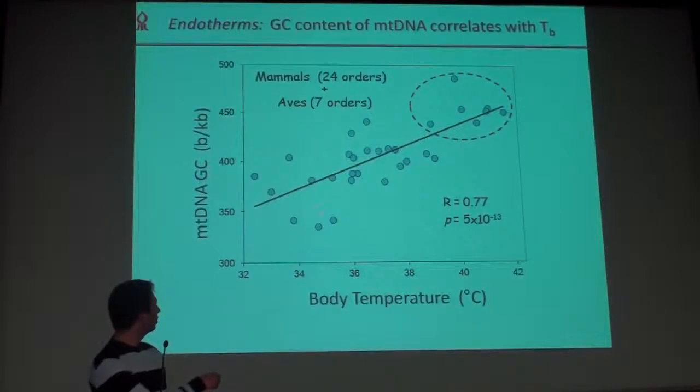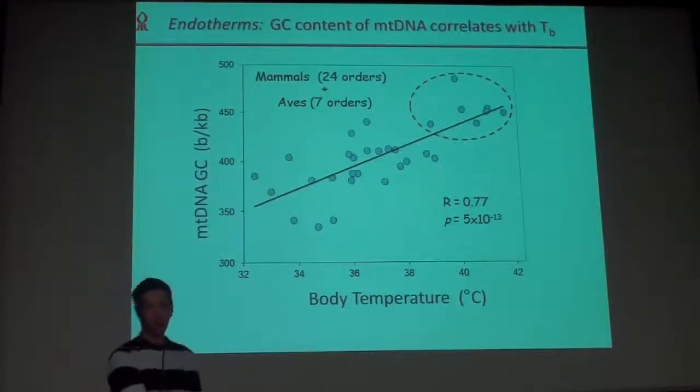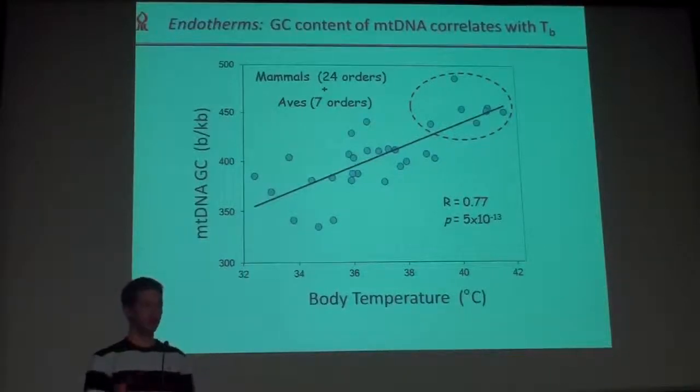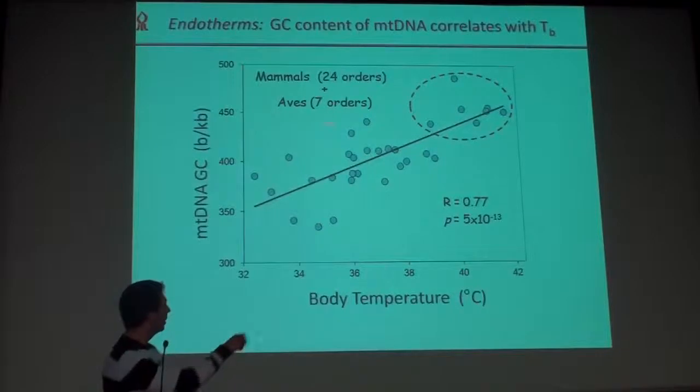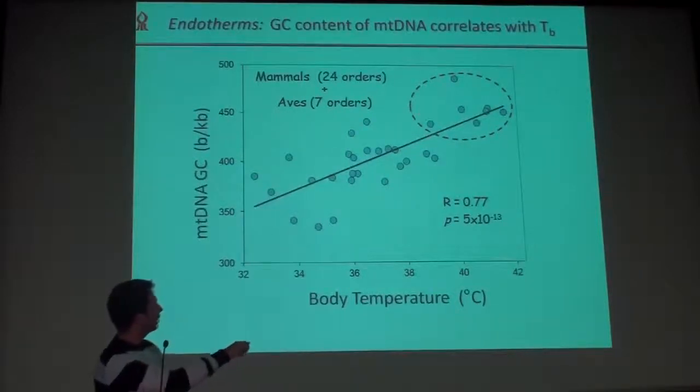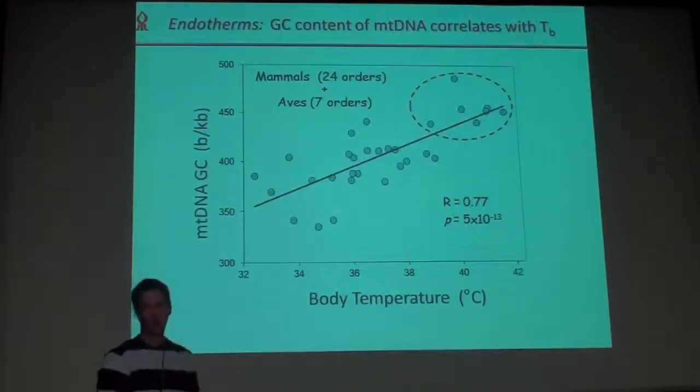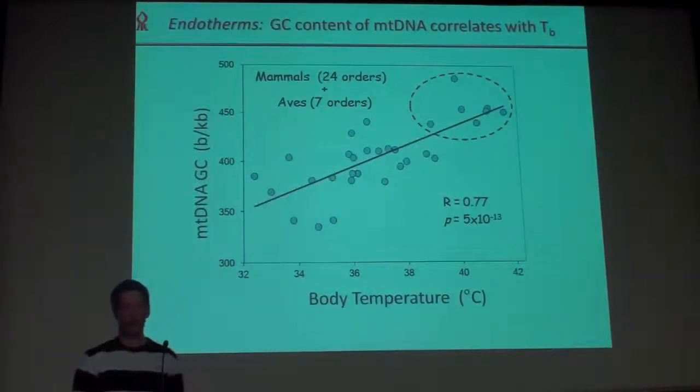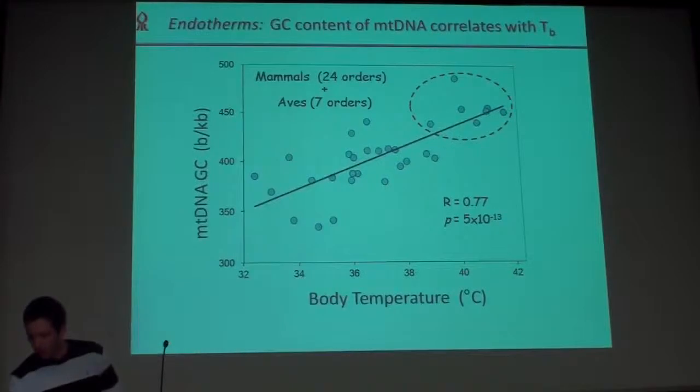Here I show you the average values for orders, because different orders in our sample have different numbers of species. To avoid any bias, I show you the average values for body temperature and the GC content in mammalian orders. And here are the avian orders, the only other taxonomic group that is warm-blooded.